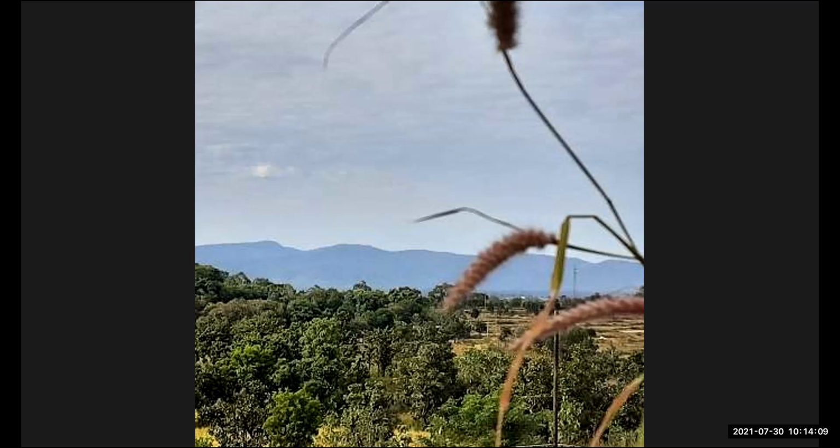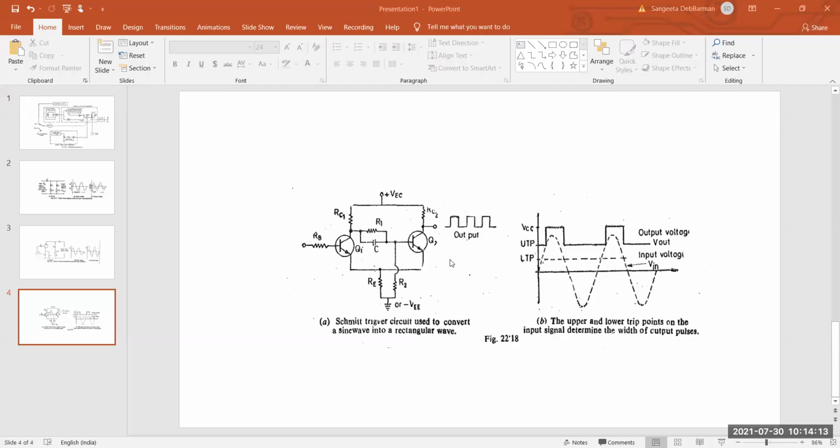I'm sharing now the picture of the Schmitt trigger. This is the picture of the Schmitt trigger circuit. I think it's visible to everyone. Visible? Yes, ma'am. Okay. This is the Schmitt trigger circuit.